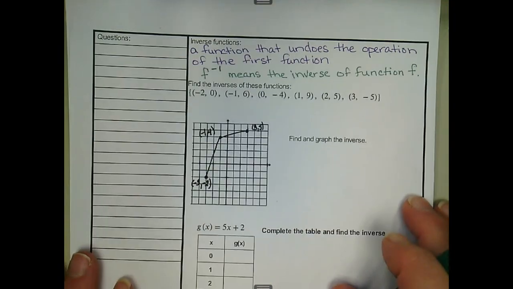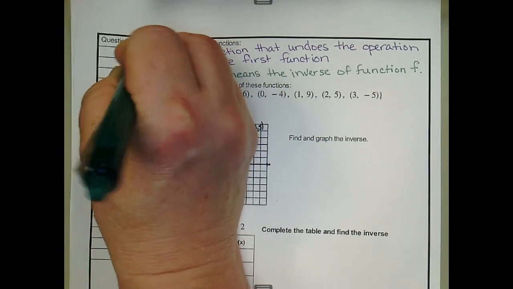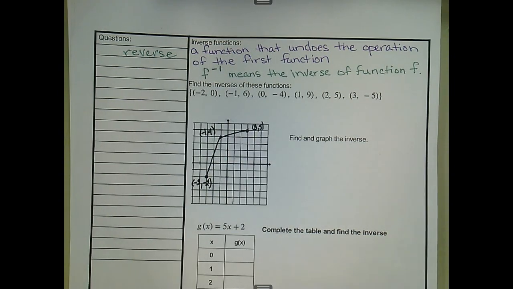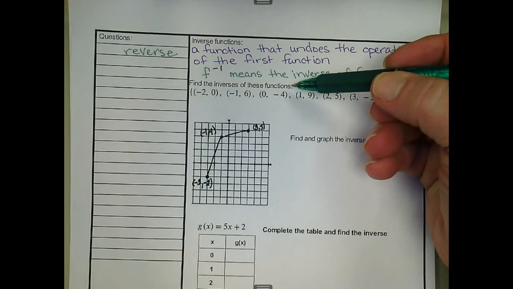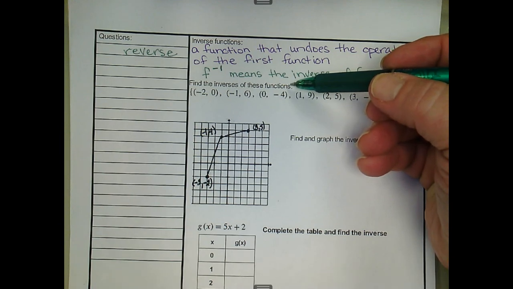Inverse function. When I think of inverse, I think of the word reverse. An inverse function undoes the operation of the first function. That's what your inverse is. F to the negative 1 power means the inverse of function f. Okay, now it tells you that these are all functions here. So when we find the inverse, that means we're going to swap x and y around.